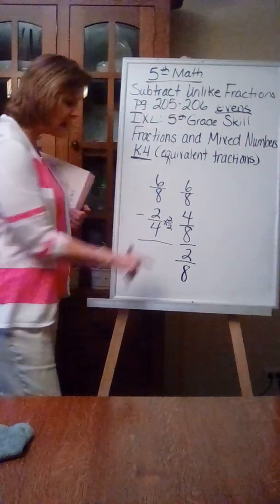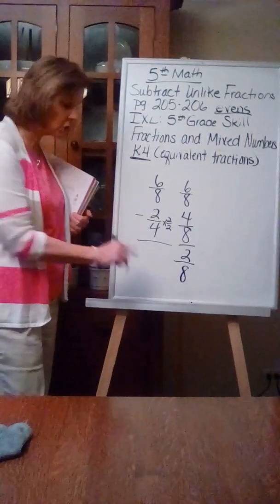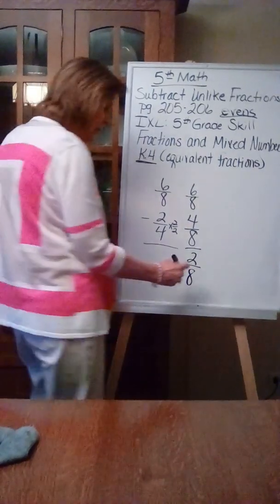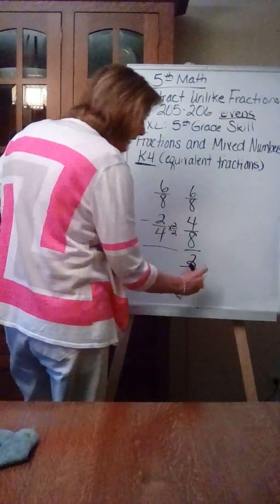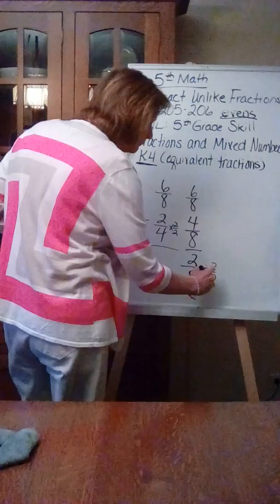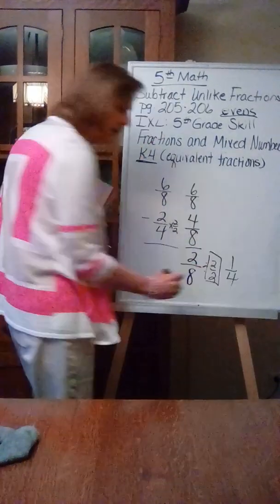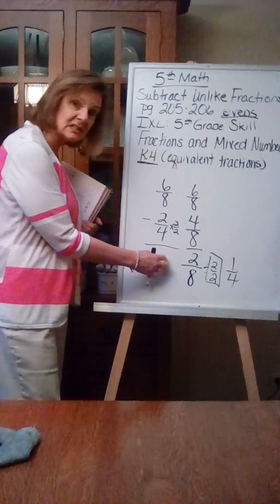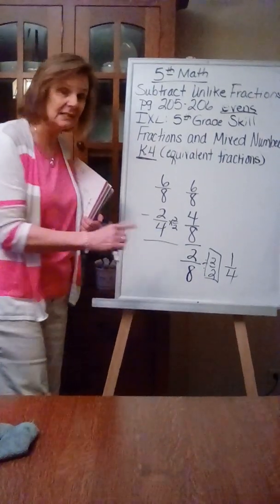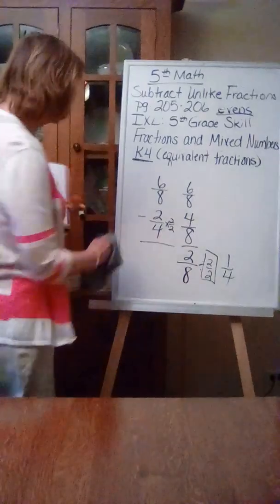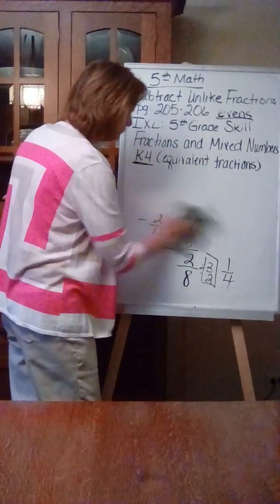Now remember, in this assignment, I have to get this to lowest terms. These are both even numbers, so I know they're both going to be divisible by 2. So if I divide both of these by 2, my final answer is 1/4. Don't forget, you've got to watch that reducing step, all right, because it does ask for lowest terms. All right, let's go to our next section.